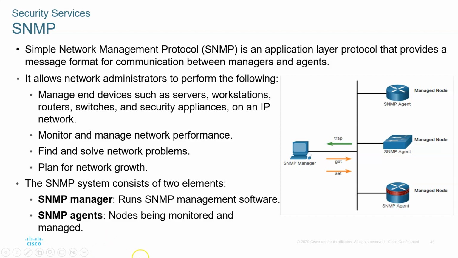So if this is the SNMP manager, he goes out and gets information, sends out a get signal, and all of these have information saved in their memory. All of them are called SNMP agents. They send trap information to the manager. The manager may also configure the agents by using a set command. He sends information to change some values in that memory.